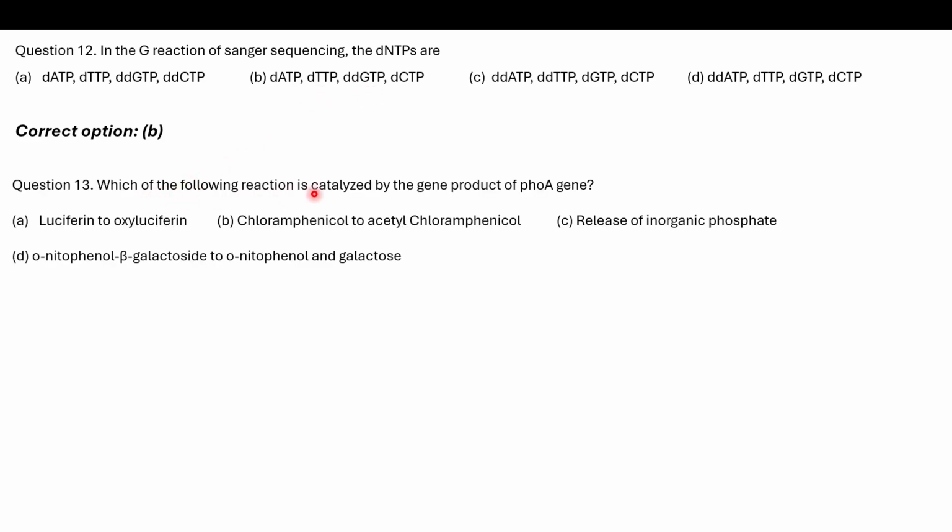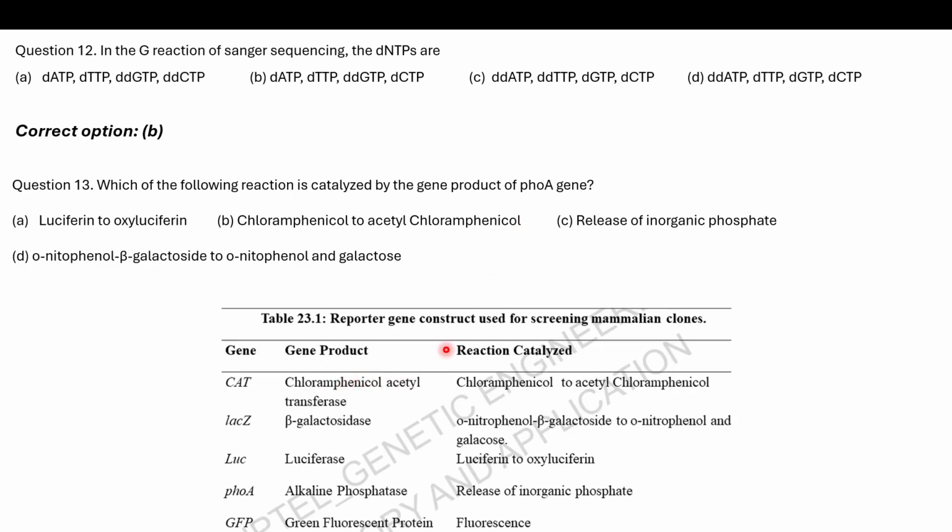Now, which of the following reactions is catalyzed by the gene product of the 4A gene? Okay, so this is the one we were talking about. We looked at the luciferase reporter assay, right? Then there's the lacZ reporter gene also, which codes for beta galactosidase. Now there's this alkaline phosphatase assay as well. This gene codes for the actual gene product, alkaline phosphatase, wherein what reaction does it catalyze? It releases inorganic phosphate. Okay. So in this case, the answer will be option C, release of inorganic phosphate.